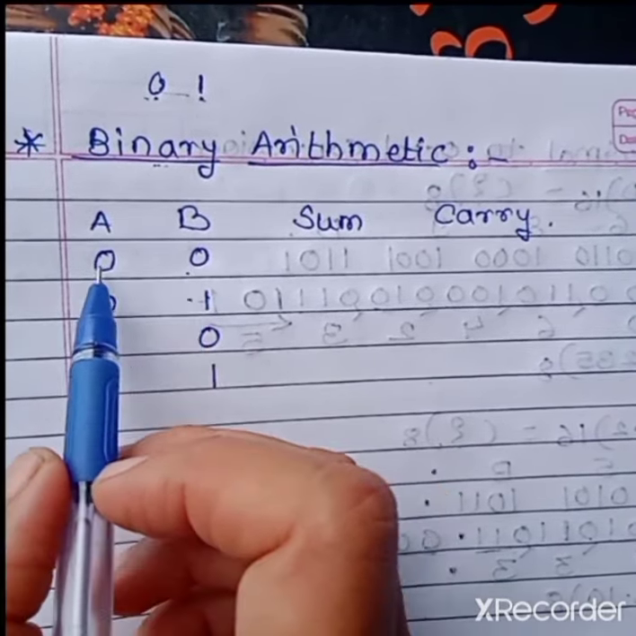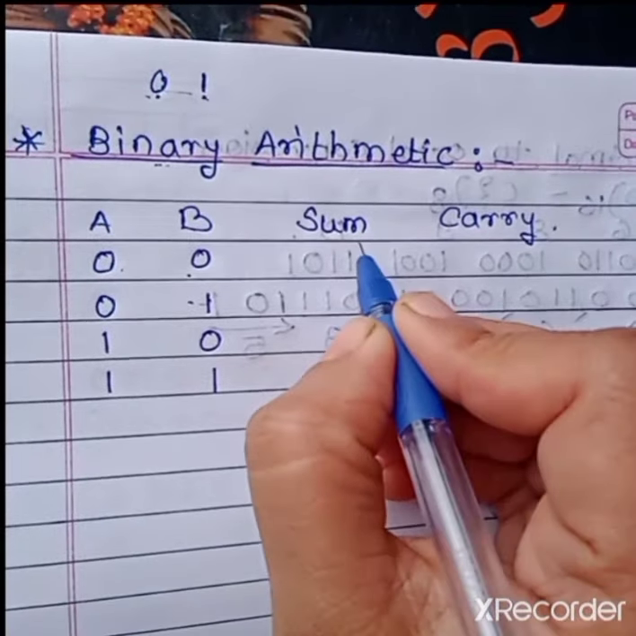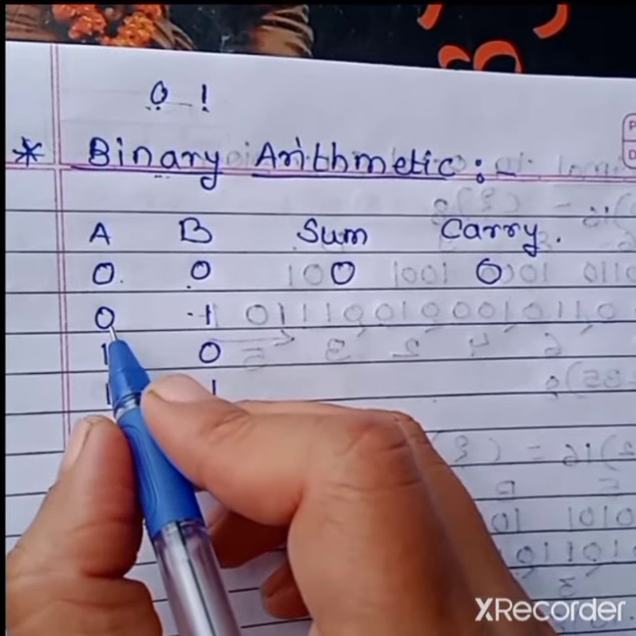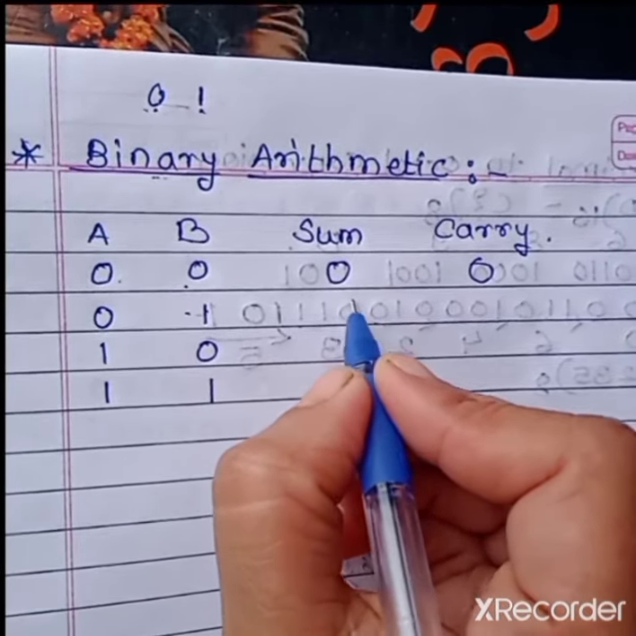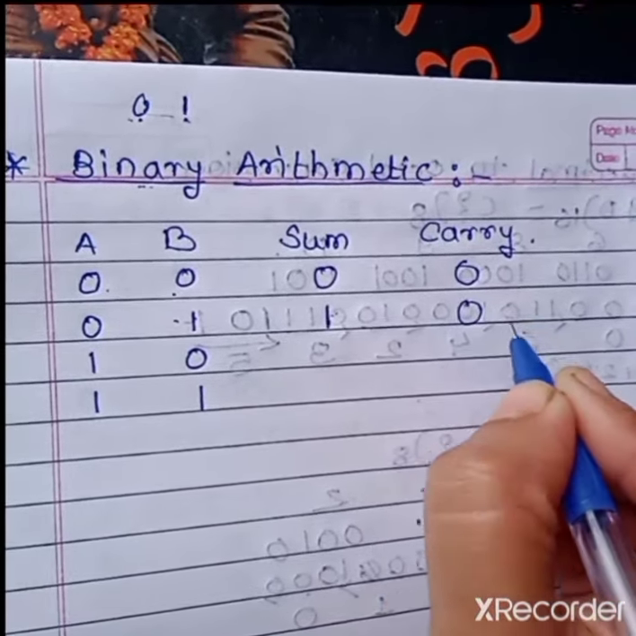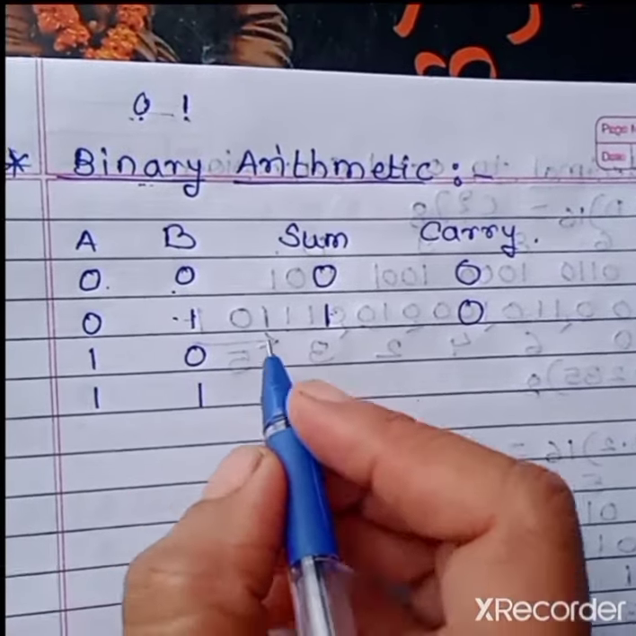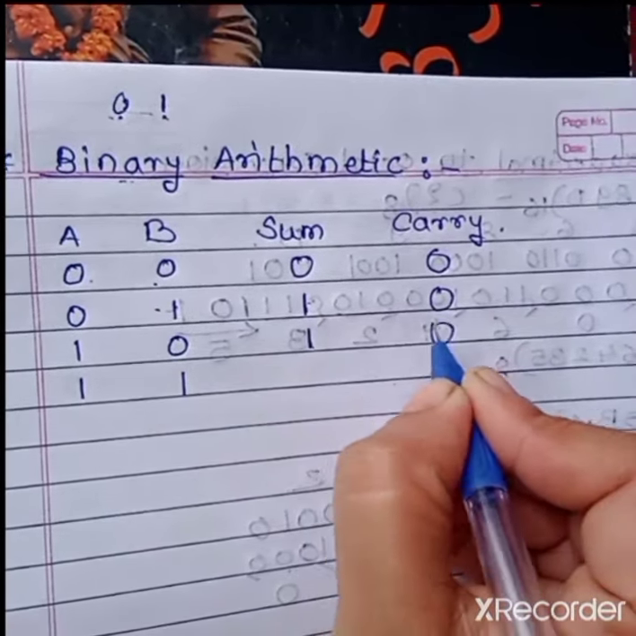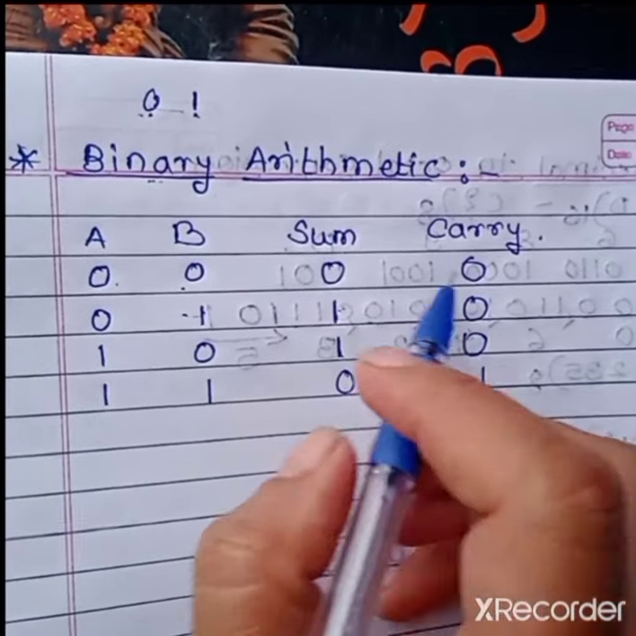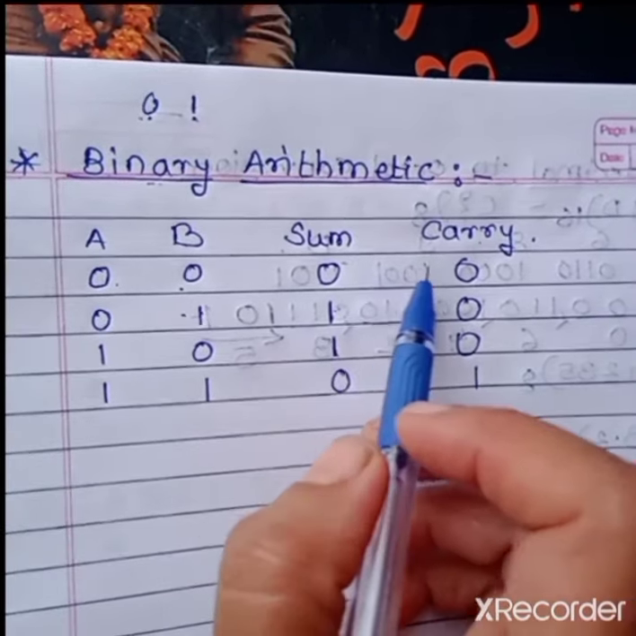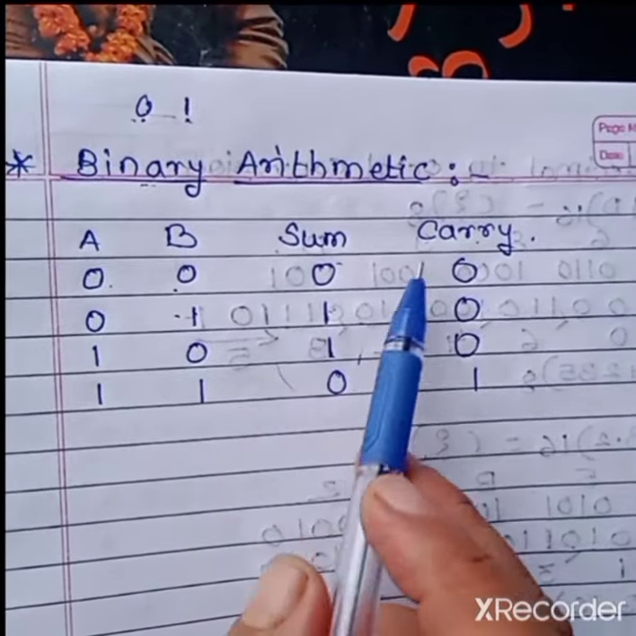So what are the rules? If we add 0 plus 0, we get sum 0, carry 0. If we add 0 plus 1, we get sum 1, carry 0. If we add 1 plus 0, we get sum 1, carry 0. And if we add 1 plus 1, sum is 0, carry is 1. These are the rules. So check the combinations for sum and carry. We have to follow these rules.